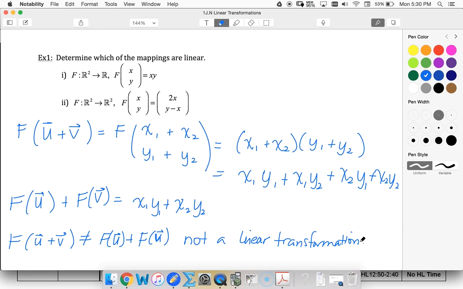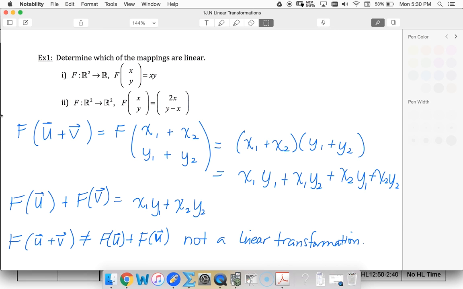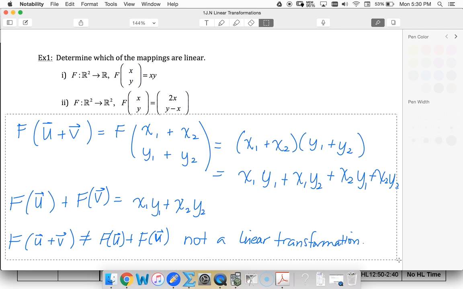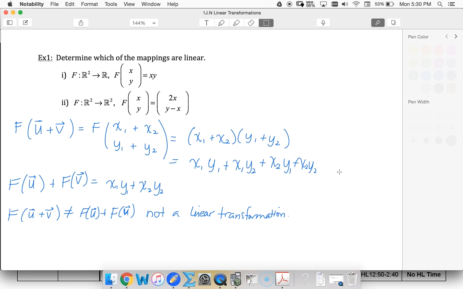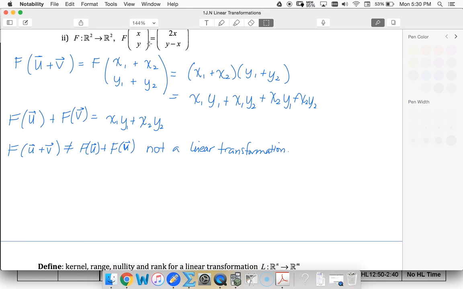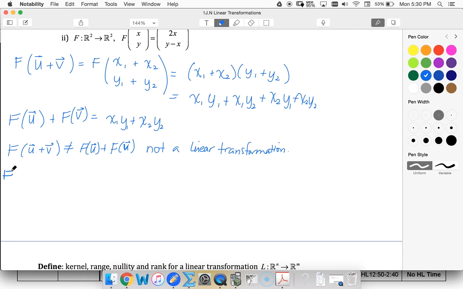All right, so let's look at our second function. I'm going to make this a bit smaller so we have some more space to write. All right, in our second function, let's test out f of u plus v. So that's going to give us, let's look at this, this is going to be 2x1 plus x2, y1 plus y2, minus x1 plus x2.